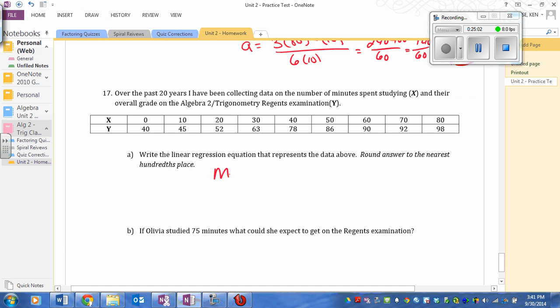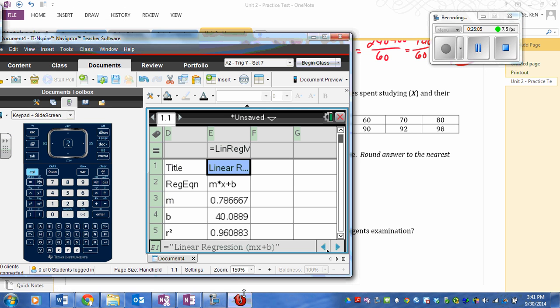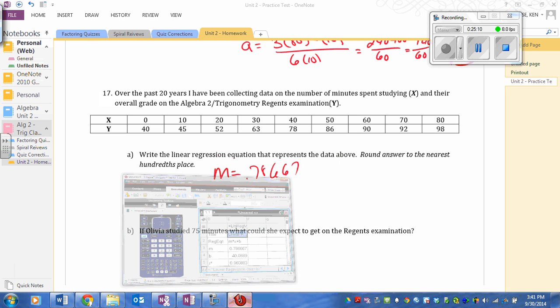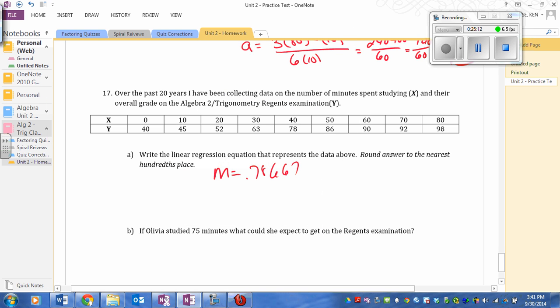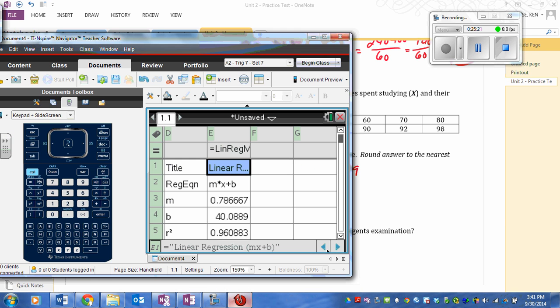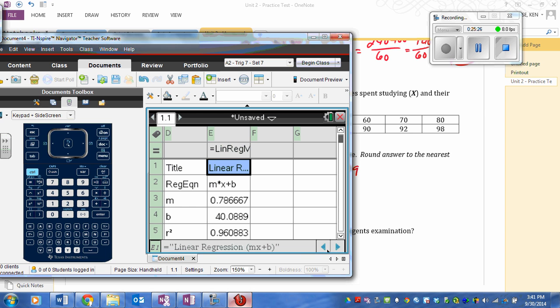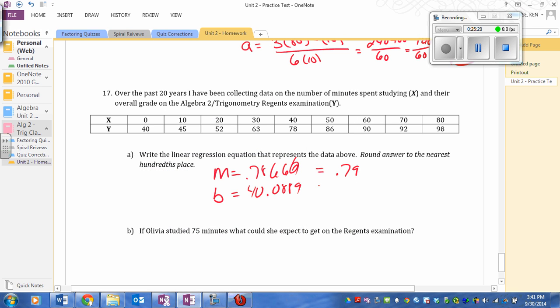So we get m equals 0.7866. So round to the hundredths place, it's going to be 0.79. B is going to be equal to 40.0889. And at hundredths place, that's equal to 40.09. So I get y equals 0.79x plus 40.09.